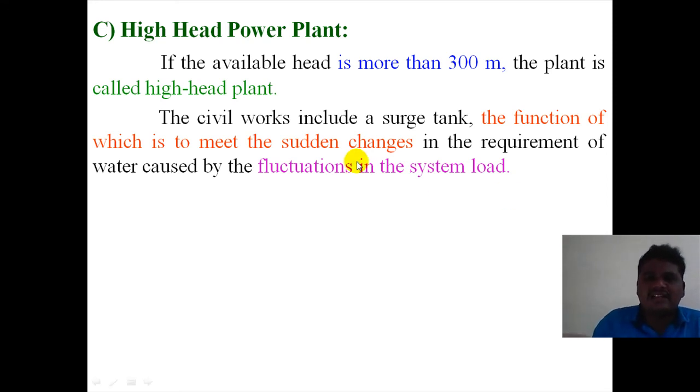Its function is to meet the sudden change in water requirement caused by fluctuations in the load on the system, and there may be a flow of pressure, water pressure. In order to relieve the water pressure in the penstock, we have to use a surge tank.